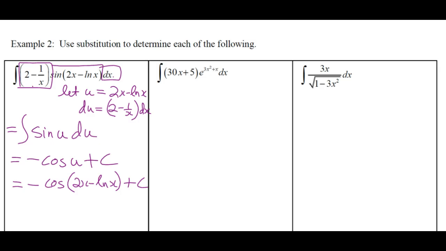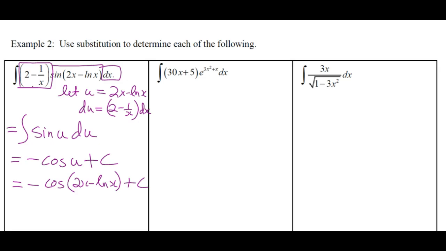Again, I mean, you might have seen that the derivative of 2x minus ln x would be the 2 minus 1 over x, and just said, all right, I just need to get something whose derivative is the sine of that thing, and just written negative cos of that plus c. Again, if you can guess and check, by all means, unless it specifically says use substitution to algebraically determine, and then you should show that.